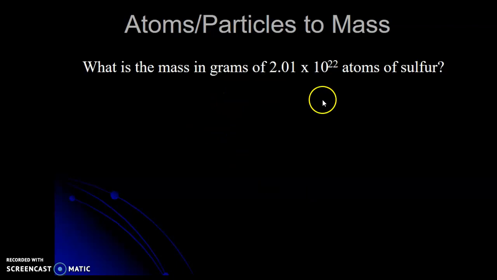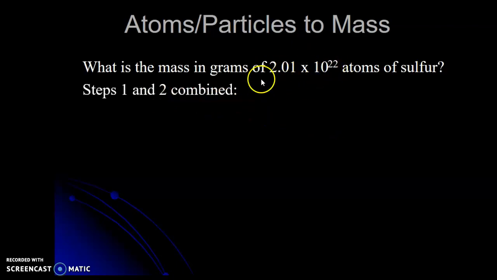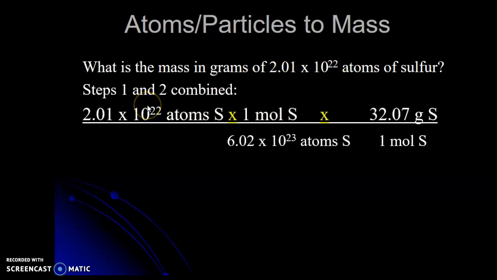What is the mass in grams of 2.01 times 10 to the 22nd atoms of sulfur? The same way we did the first one, what we are given comes first. So I'm going to combine the two in this table. 2.01 times 10 to the 22nd power atoms of sulfur. Remember, you write atoms of sulfur at the bottom so that when you see atoms, you know it's going to be Avogadro's number, so that the atoms will cancel the atoms. 1 mole, of course, will be at the top.